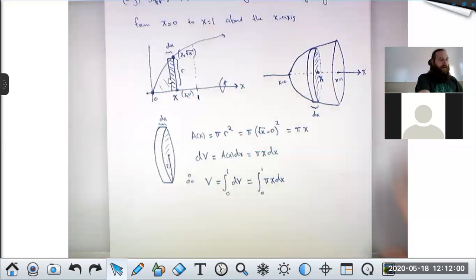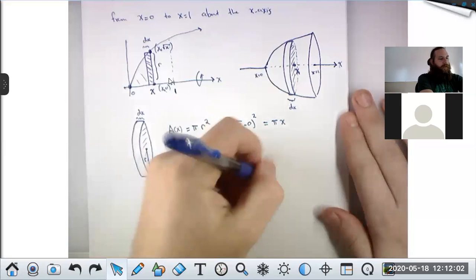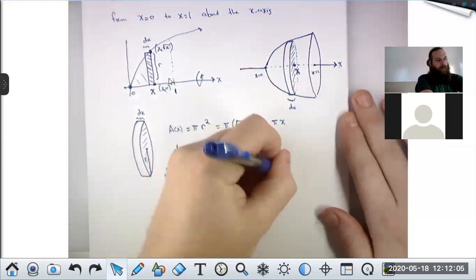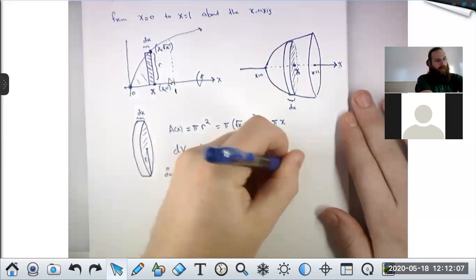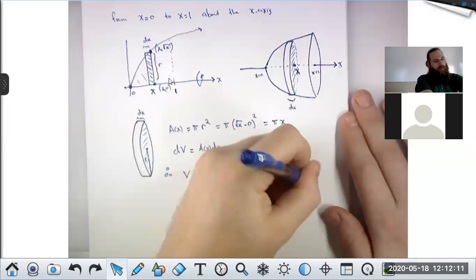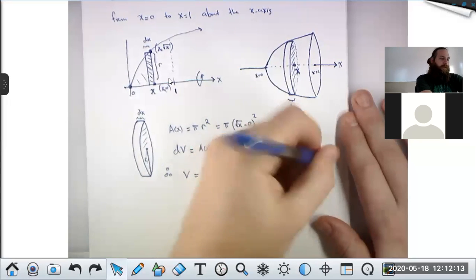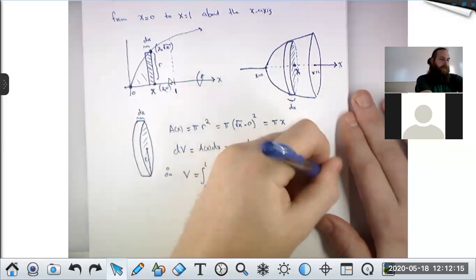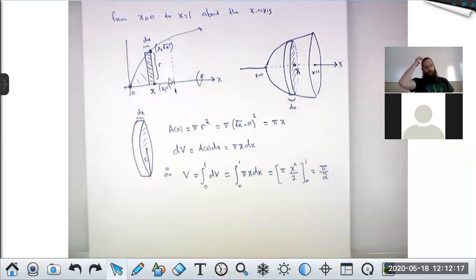Now this integral is not difficult to compute. The pi comes out, and you get x squared over 2. So this is pi times x squared over 2 evaluated from 0 to 1, which is just pi over 2. Yeah, good.